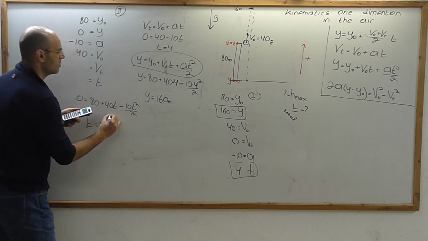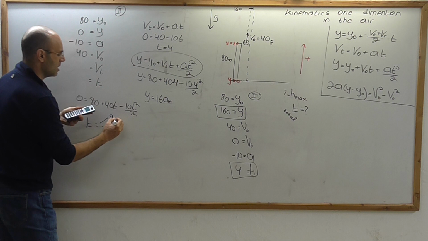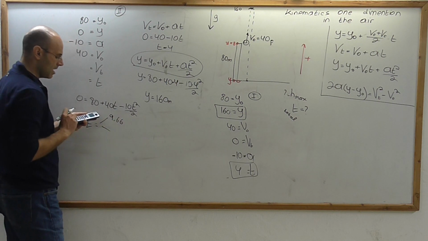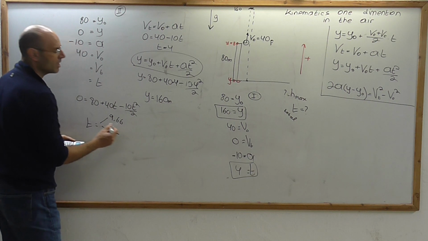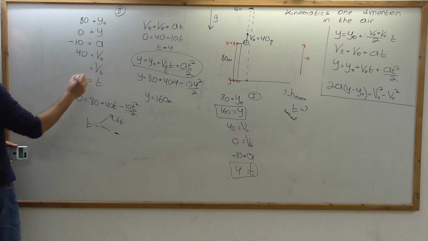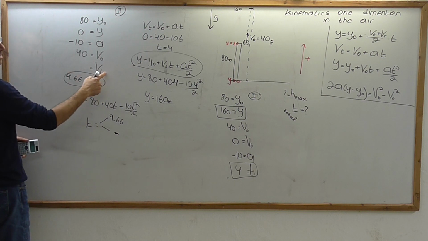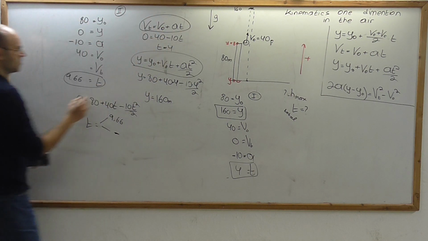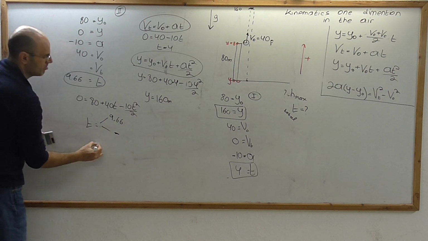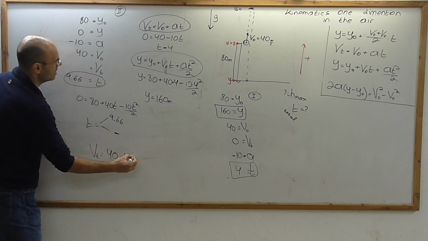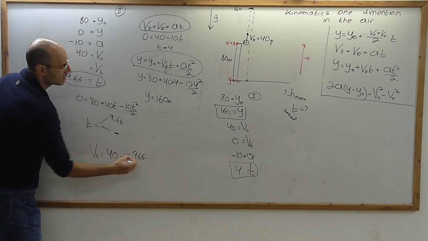So one solution is 9.66 sec, and the other solution is negative. I don't care for it. So it's 9.66. Let's find the VT. VT, we can use this equation. So VT equals 40 minus 10 times 9.66.